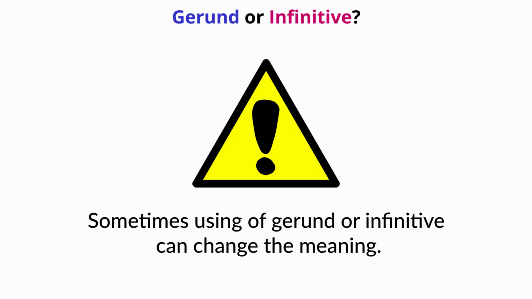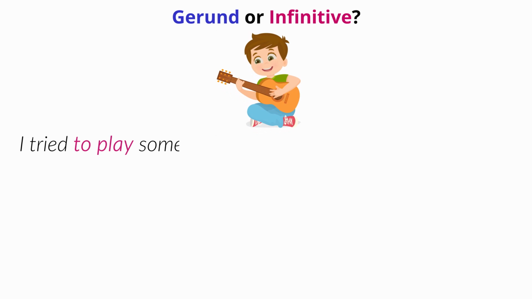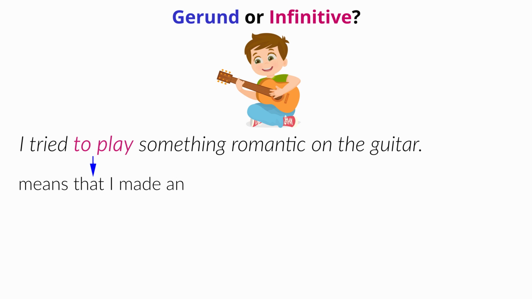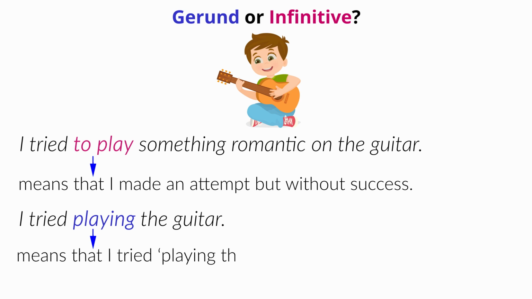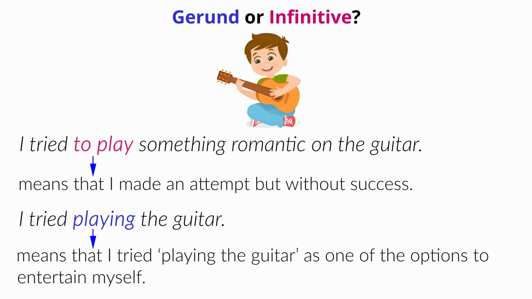Be careful. Sometimes using a gerund or infinitive can change the meaning. Let's look at the sentences. I tried to play something romantic on the guitar. This statement means that I made an attempt but without success. I tried playing the guitar. This statement means that I tried playing the guitar as one of the options to entertain myself.